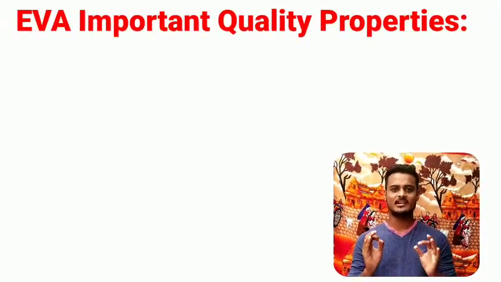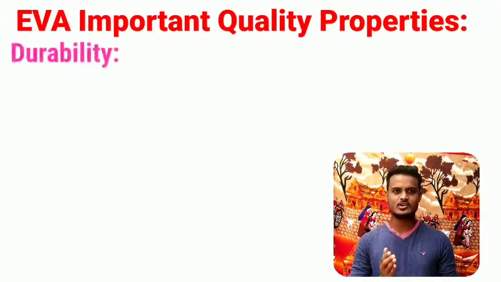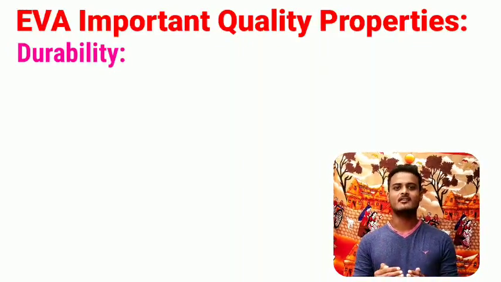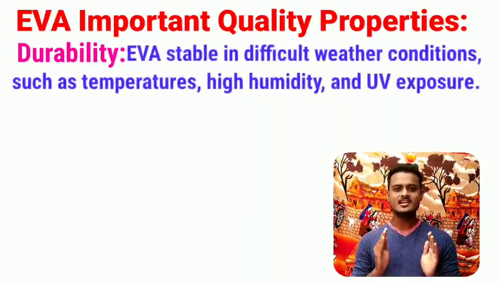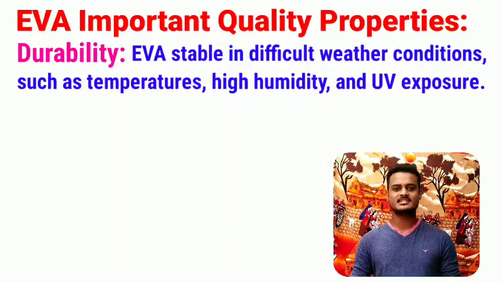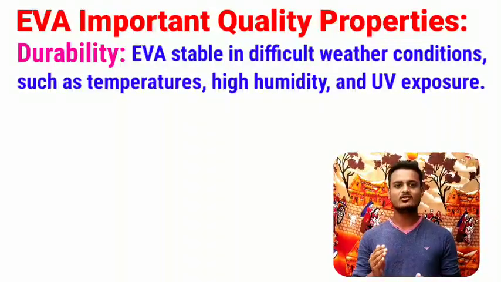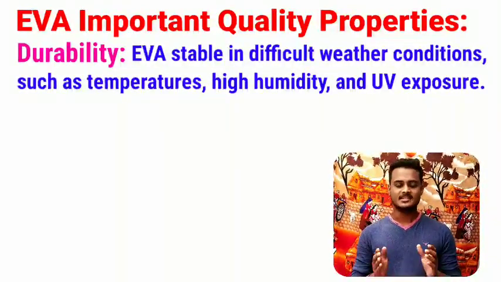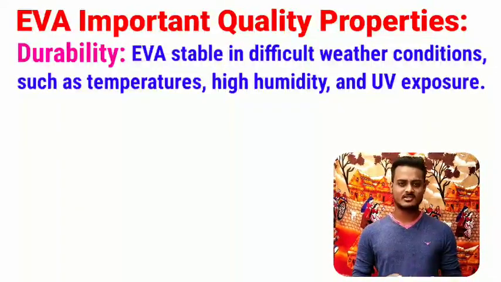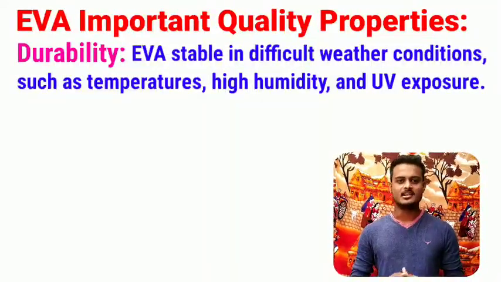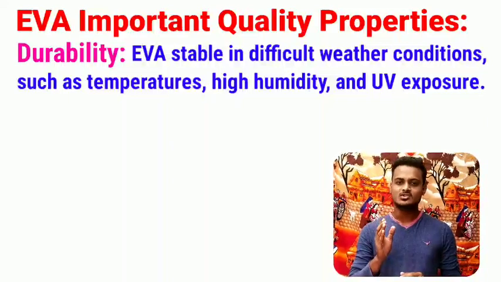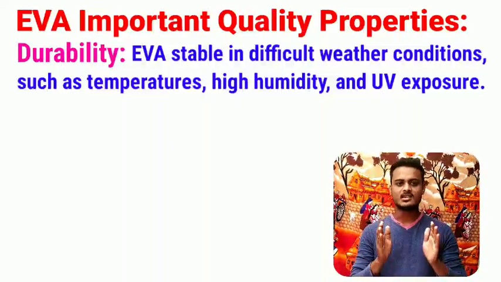The next, eighth topic is EVA important quality properties. The first one is durability. We need more durability from the use of EVA. EVA is stable in difficult weather conditions such as temperature, high humidity and UV exposure. These topics we have already discussed in earlier slides. Durability is most important to the solar module in the purpose of using solar EVA.